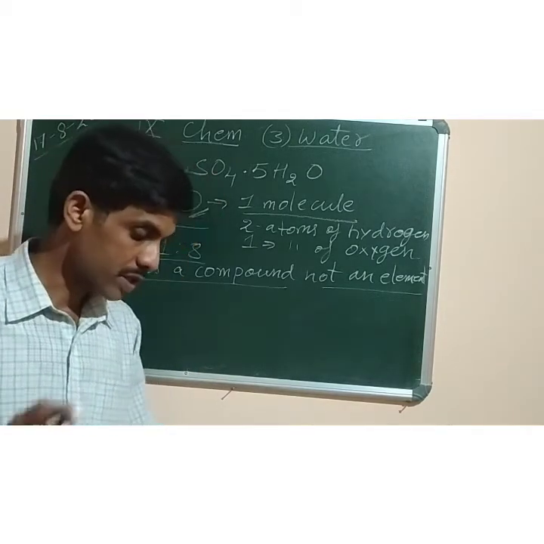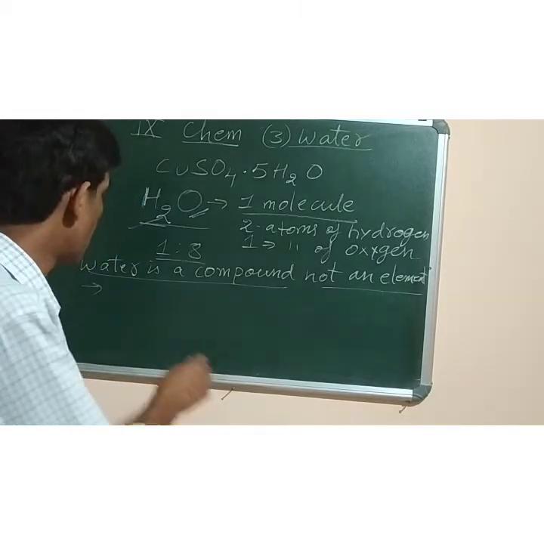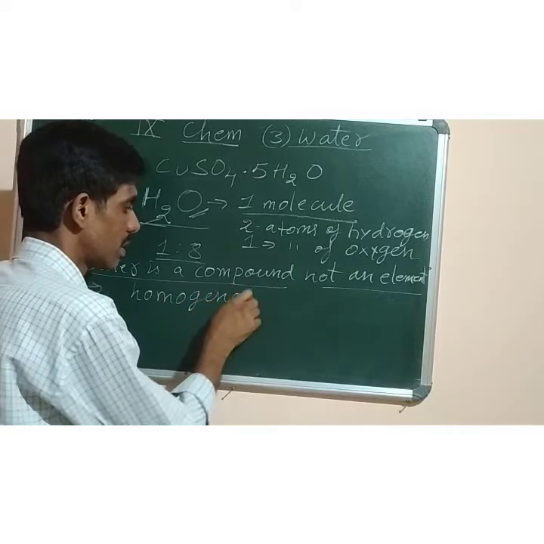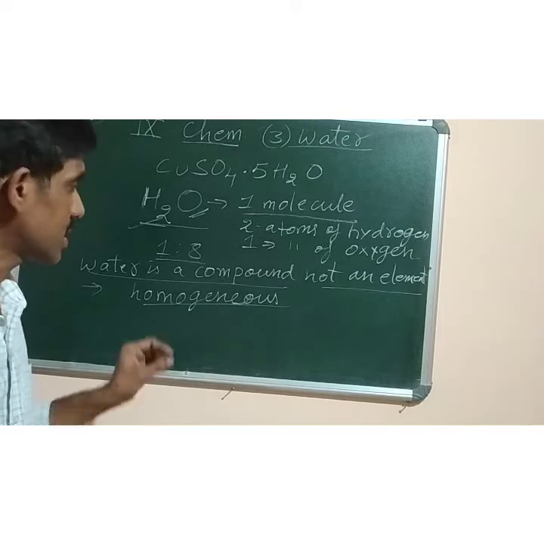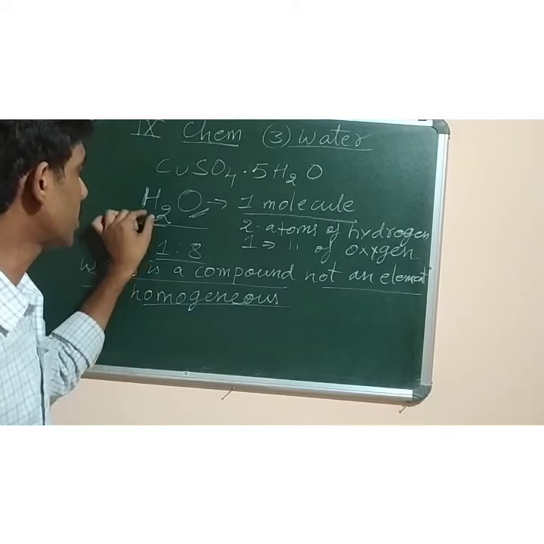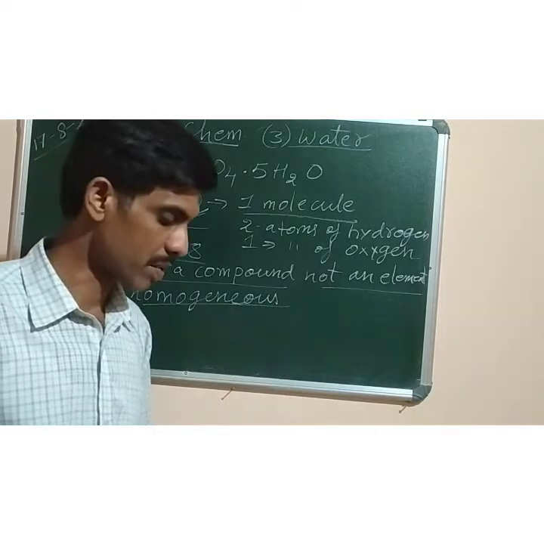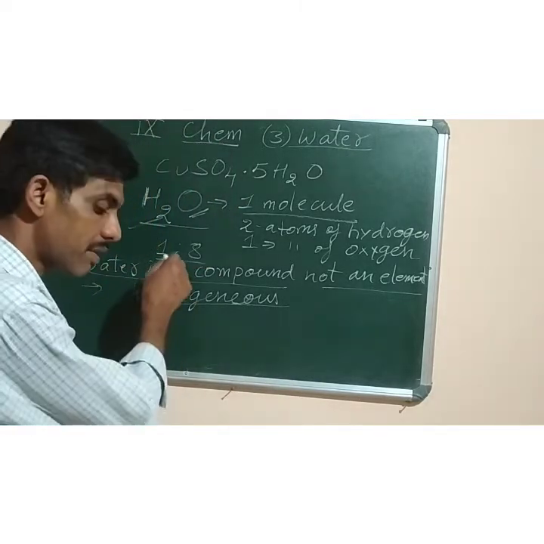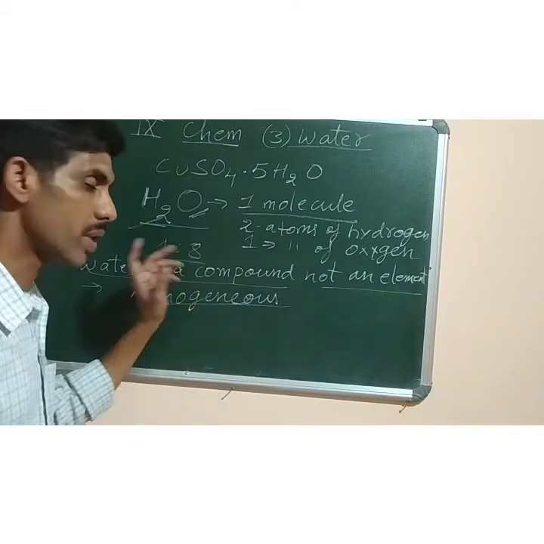Okay. So first point I will say, it is homogeneous. Why is water a compound? Homogeneous means having uniform composition. It means the ratio of hydrogen and oxygen is always fixed in all samples of water. Number 2, hydrogen and oxygen always combine in a fixed proportion by weight, and the proportion is 1:8.